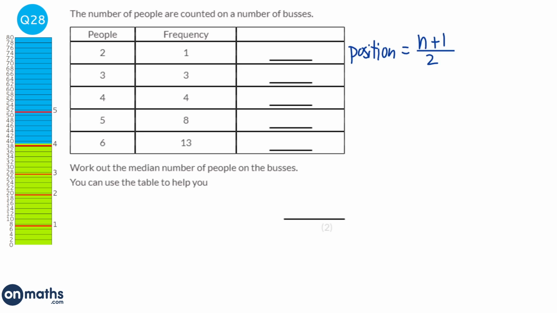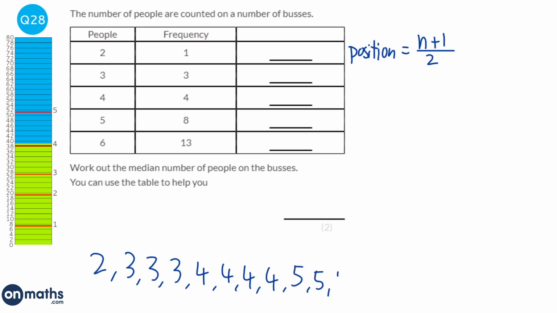So the first number is a 2, and there is 1 of those. The next number is a 3, and there's 3 of those. So 1, 2, 3. The next number is a 4, and there's 4 of those. So 1, 2, 3, 4. The next number is a 5, and there's 8 of those. So 1, 2, 3, 4, 5, 6, 7, 8. And the next number is a 6, and there's 13 of those.